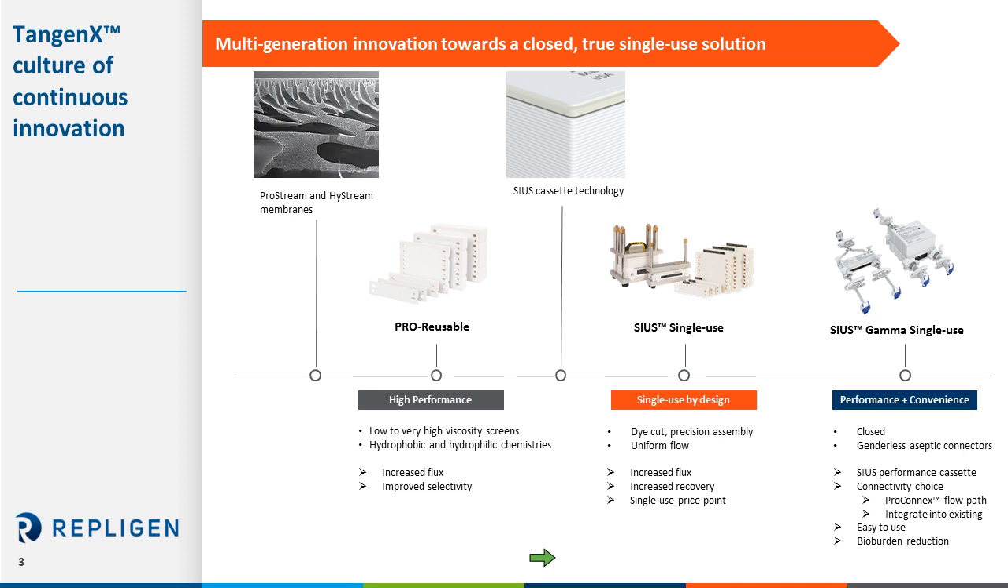CS Gamma is actually an extension of our existing TangenX TFF product line. Our innovation in TFF began in 2007, and at the very heart of the device is the development of a highly selective ultrafiltration membrane with a well-controlled, narrow pore size distribution. We describe this structure of a membrane as anisotropic. The top of the membrane is tighter, with the support being more open.